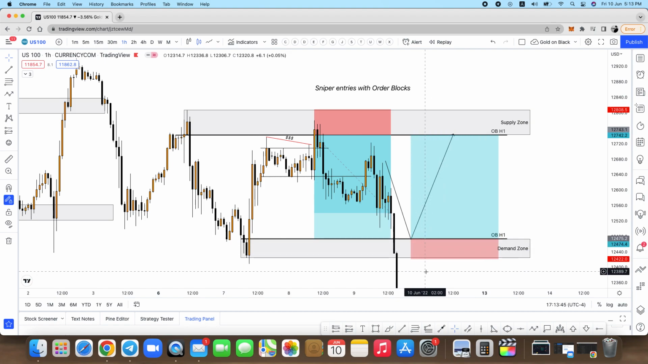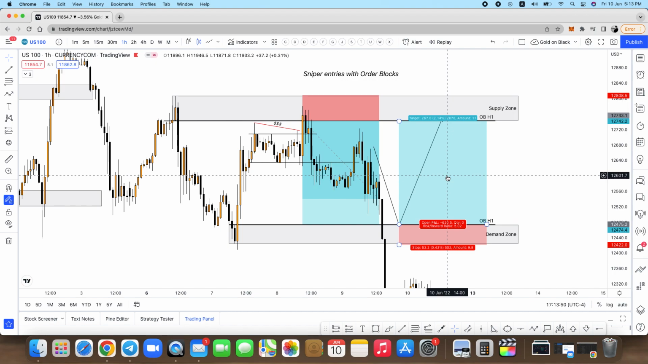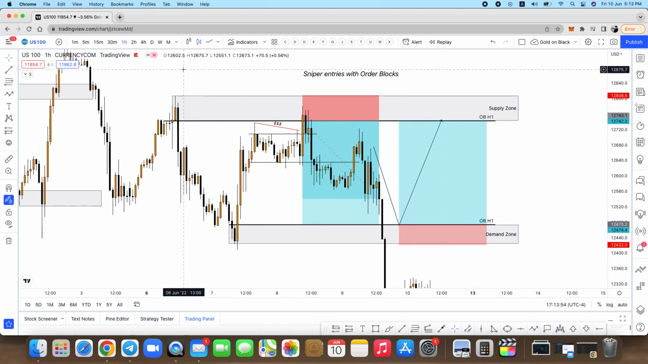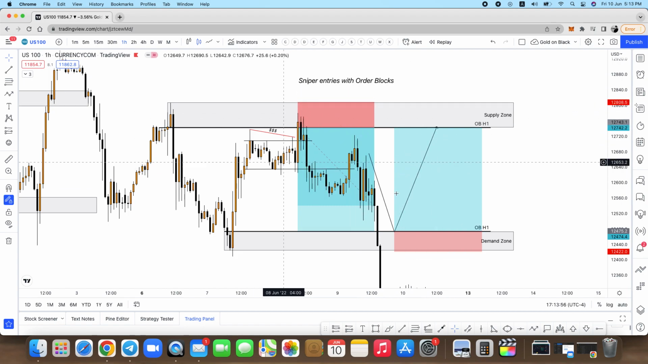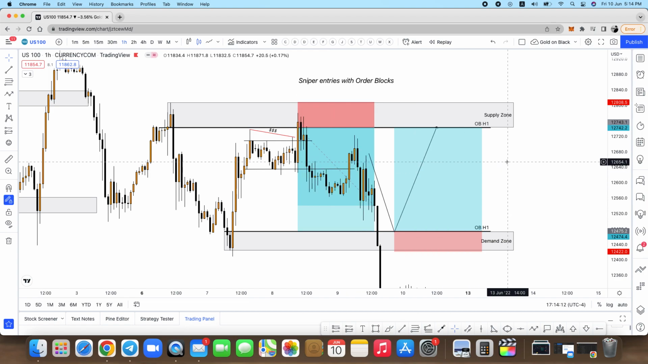What if you get stopped out? You don't care. You see the size of this type of risk to reward is huge. When trading order blocks, the risk to reward ratio is normally huge. Sometimes 1-8, 1-12, 1-20 risk to reward. So it's huge. You literally can trade just 2 days a week. That's all you need.